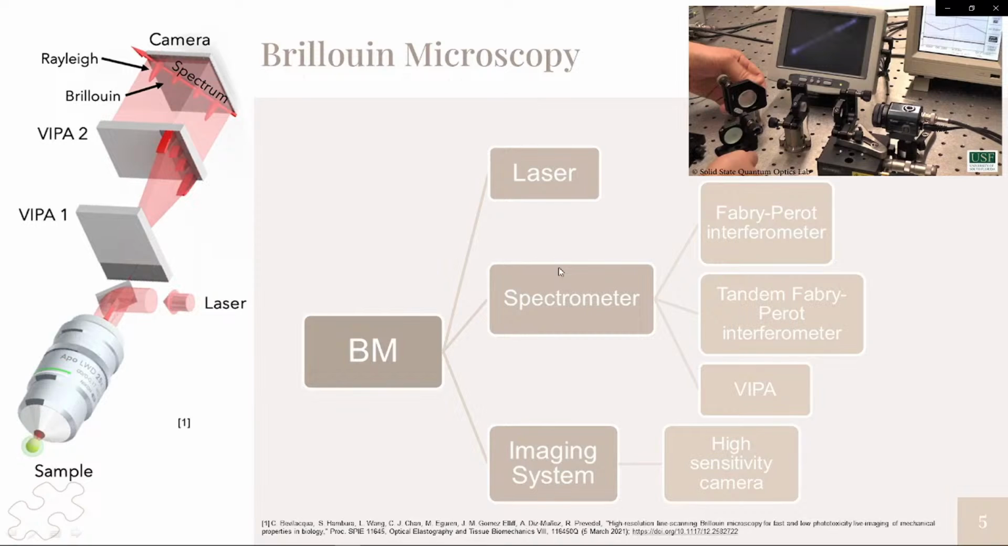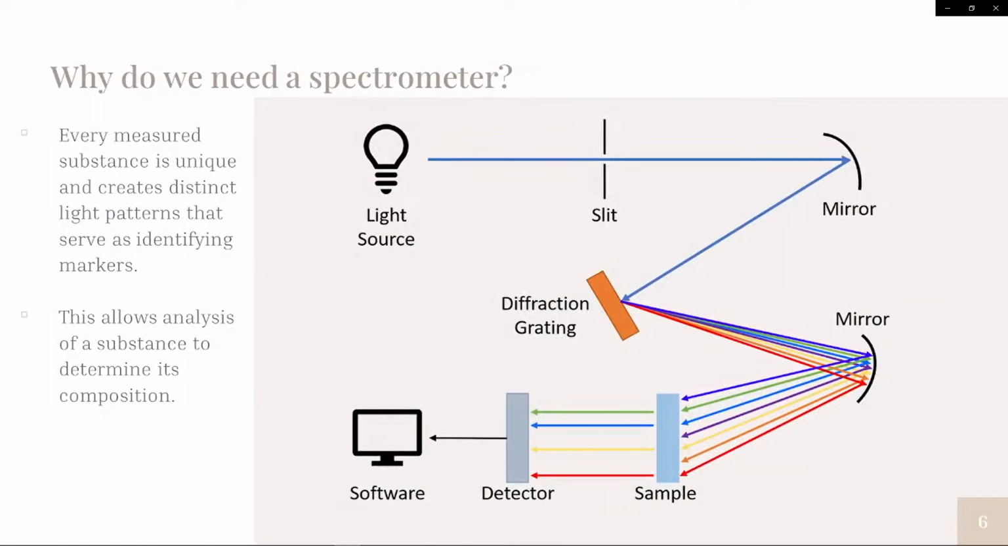A Brillouin microscope needs a light source, a laser. It also needs an imaging system, which is a high sensitivity camera, and then a spectrometer, which could be a Fabry-Perot interferometer or a tandem Fabry-Perot interferometer or a VIPA, which is the virtually imaged phased array. There are systems that use more than one VIPA, but the system that I'm developing uses only a single VIPA. So why do we need a spectrometer for a Brillouin microscope?